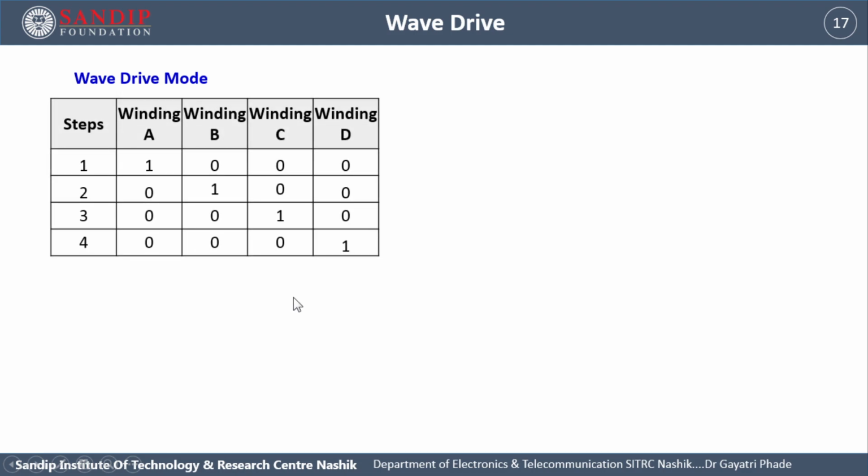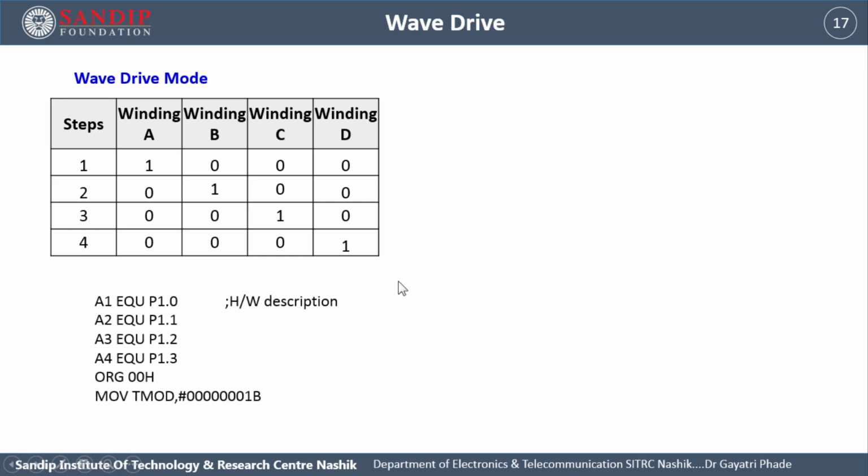Let us program the stepper motor in each of the modes that we have seen. First we have seen the wave drive mode. This sequence we are going to provide for the stepper motor. Here we have declared the hardware. Port pins are given with the variables A1, A2, A3, A4. We have understood the concept of this EQU, or declaration of the variable to the hardware. EQU is a directive, these are not instructions. So in this way we are going to describe the hardware.